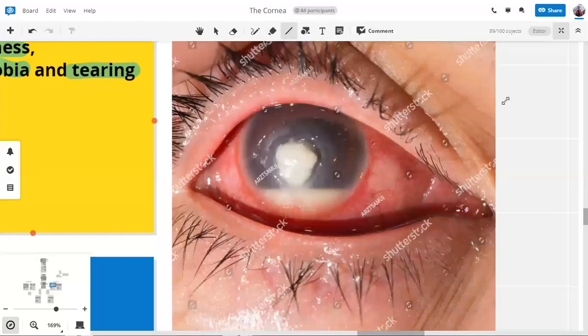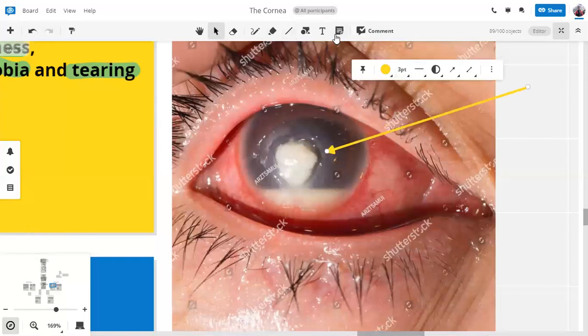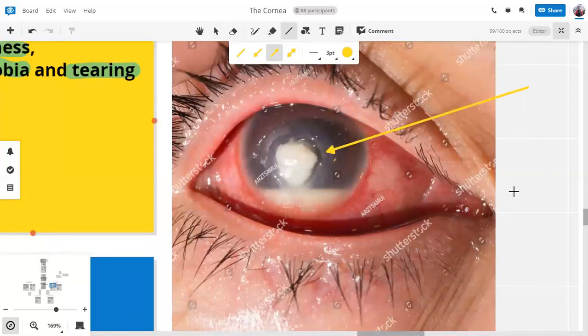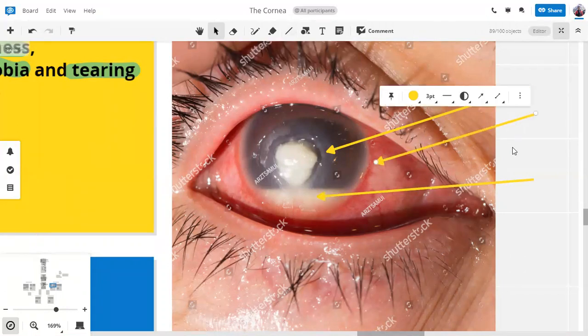Okay, this is leucoma or leukomatous opacity in the center of the cornea. That was the first finding. Then we have hypopyon. We have a circumciliary congestion. Right, so these are the three main features which will tell us.